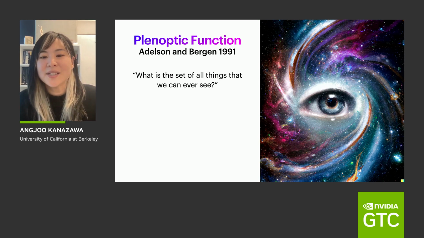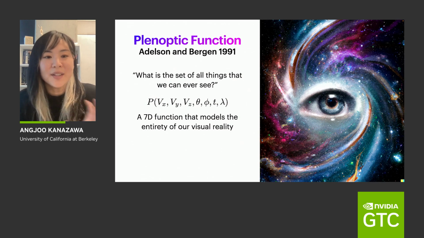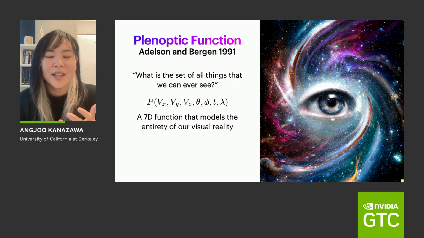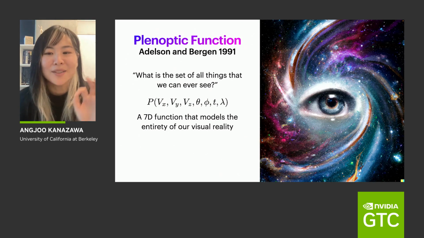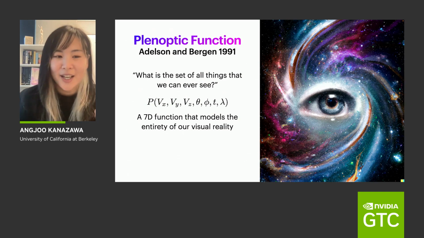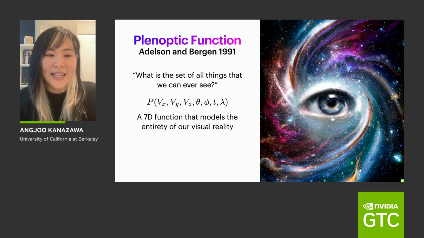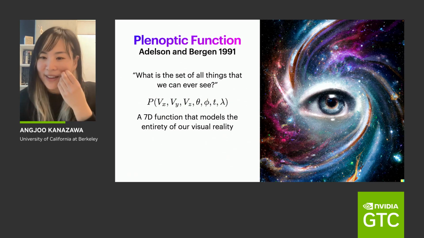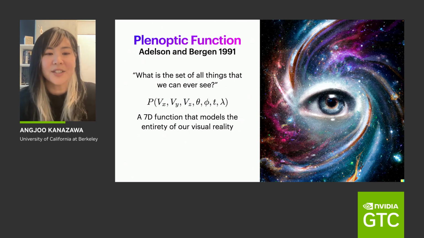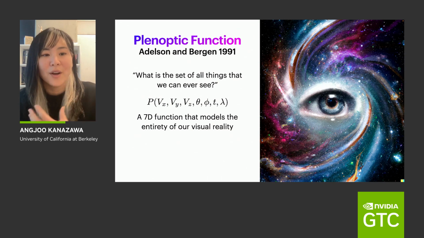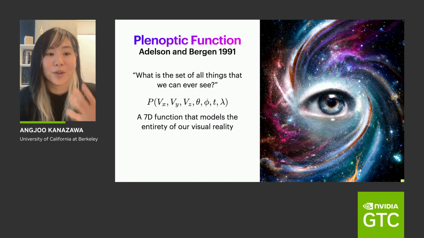And they devised this conceptual function whose input is 7-dimensional: XYZ, viewpoint, time, and lambda for wavelength, that conceptually can model the entirety of our visual reality. So they didn't really talk about how to make this function, but if this function existed, you can query it and then render any view at any time, at any wavelength. It was a really fancy idea. And you might have heard of solutions like light field and Lumigraph, which are the previous iterations to NeRF that were trying to solve the approach of the plenoptic function, like trying to learn the plenoptic function.